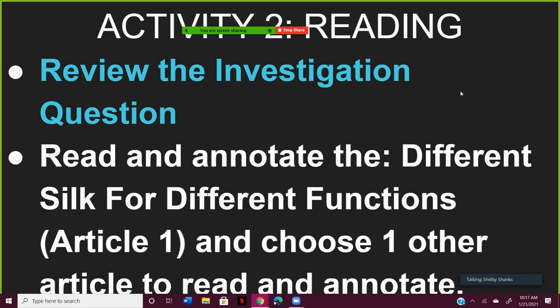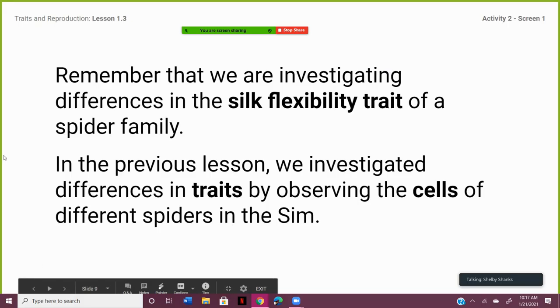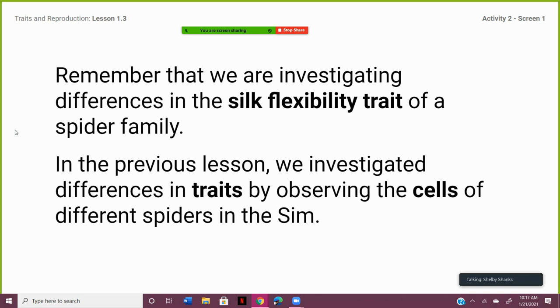So these articles are actually pretty short. There might be a page or less. So we're going to go ahead and go on to those. So you guys remember that we are investigating differences in the silk flexibility trait of a spider family.